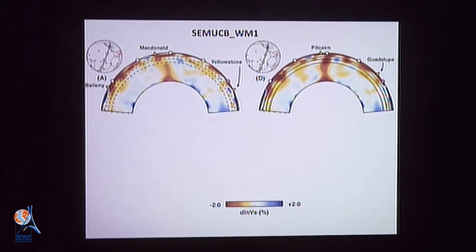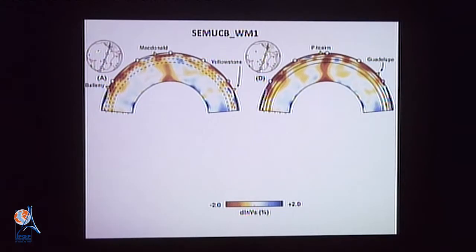So the salient features of our model are these very strong conduits that we see under a large number of hotspot volcanoes. Here is just the first example shown across the Pacific. This is the location of the depth cross-sections. The green dots are the hotspots, also indicated by triangles here. And these are two different cross-sections, but not very far from each other. This one goes through McDonald, this one goes through Pitcairn.